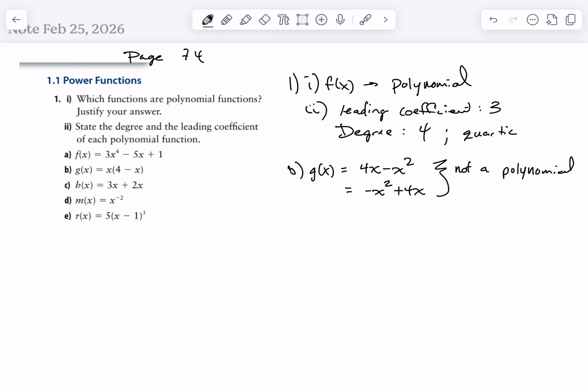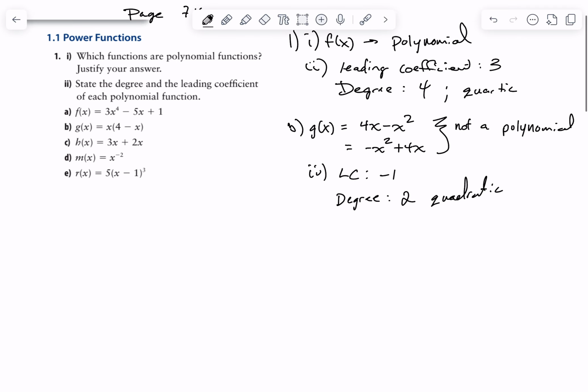You'll see that the polynomial functions really kick in when we get to degree 3, okay? So this is a degree 2. The leading coefficient, we'll say LC, leading coefficient is going to be -1, and the degree is going to be 2, so quadratic.